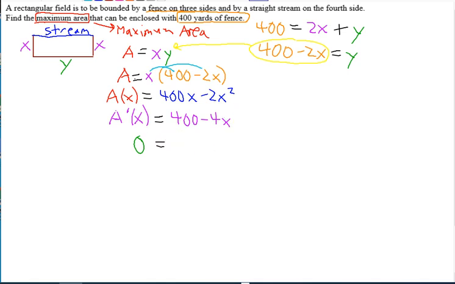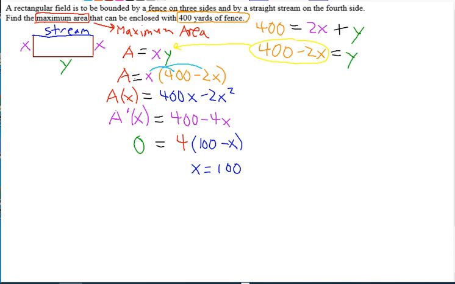So we just see what makes it 0. You can isolate the x, or here it might be faster, so you can just factor out the 4 as a GCF. And then what you're left with is 100 minus x. So here, 4 is never 0. If you set 100 minus x equal to 0, you get x equals 100. So that's our only critical number on this one.